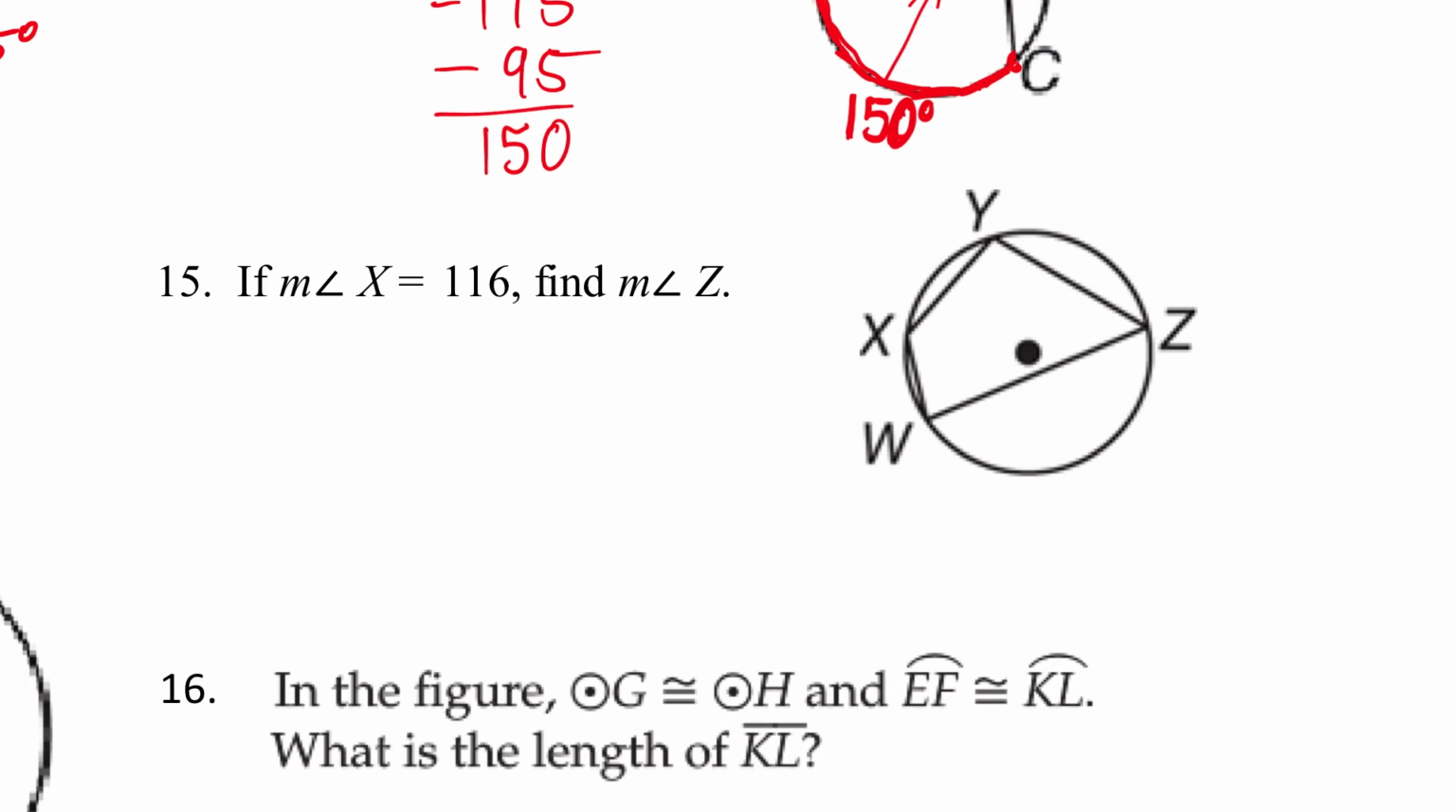All right, number 15. It says angle X is 116 degrees, and we're looking for angle Z. Remember, when you put a quadrilateral inside of a circle like this, what happens to these opposite angles? They add up to 180. They're supplementary. So how big is angle Z? 180 minus 116 is 64 degrees.